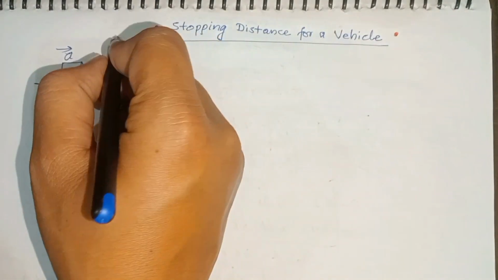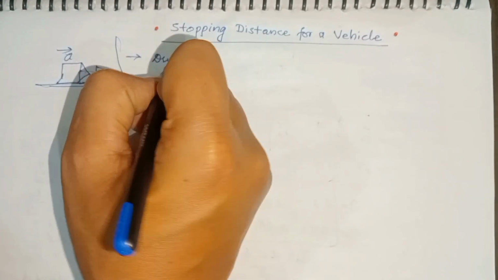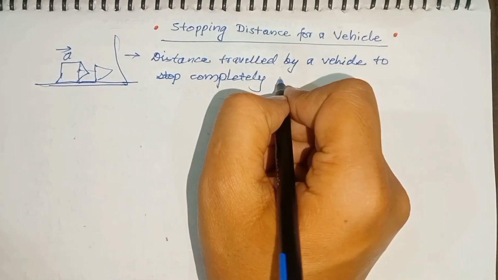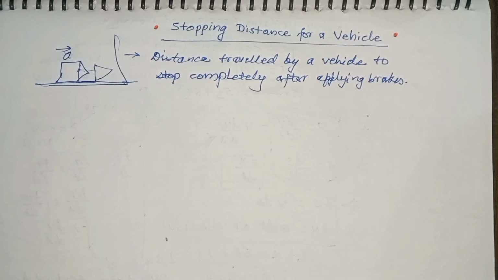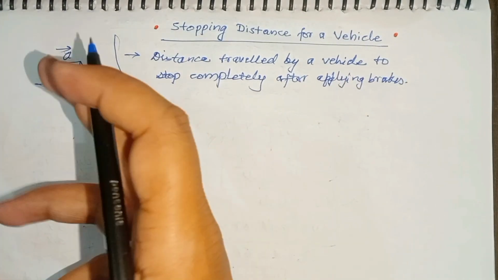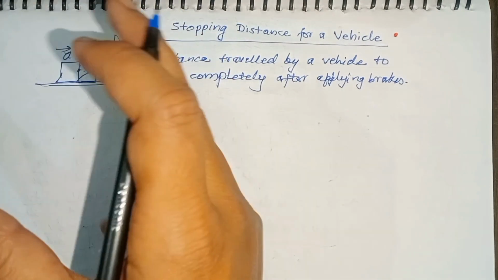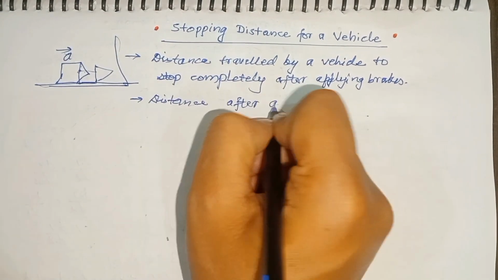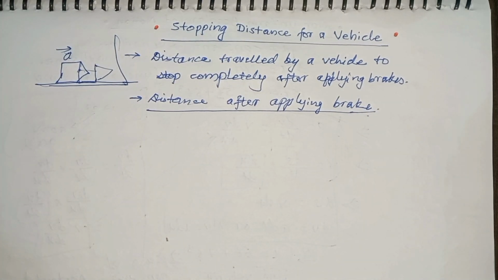So we can write it here in the definition: a stopping distance is the distance traveled by a vehicle to stop completely after applying brakes. This is the distance traveled after the brakes are applied. Suppose we are cycling and we apply the brake and the cycle stops after some distance. You must remember this is the distance after applying the brake. What distance does the vehicle travel after the brakes are applied, to a stop?